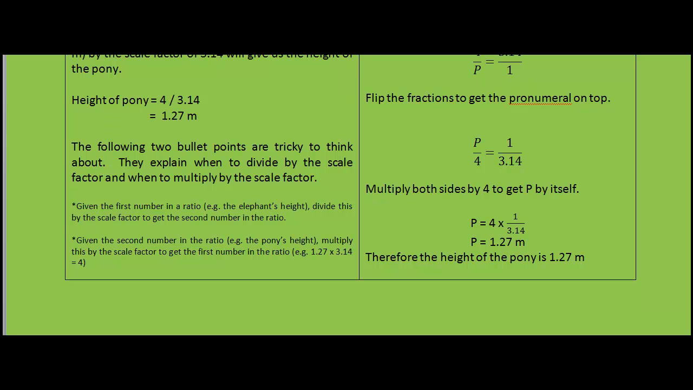We can now get the P by itself by multiplying both sides by 4. If we multiply both sides by 4, we'll end up with an equation where P is by itself on one side, which is what we want in algebra, and P is equal to 4 times 1 over 3.14, which gives us the same answer as the previous method. P equals 1.27 meters. So the height of the pony is 1.27 meters.